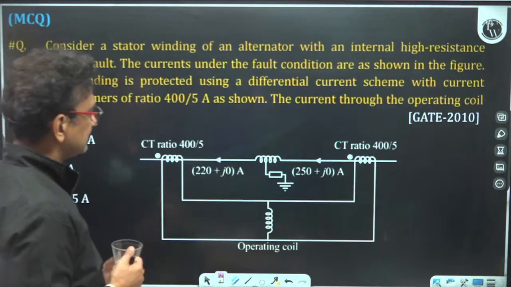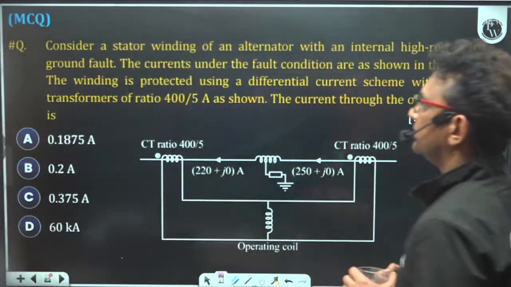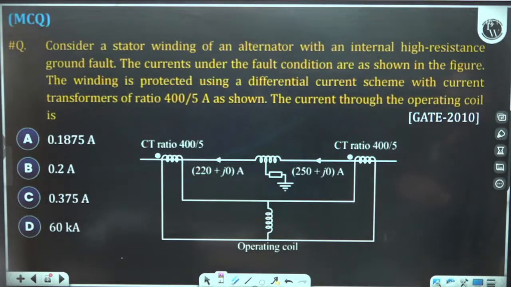Okay, now I come to this last question. Consider a stator winding of an alternator with an internal high resistance ground fault. The current under the fault condition are shown in the figure. The winding is protected using a differential current scheme with the current transformer of 500 by 5. The current through the operating coil would be.